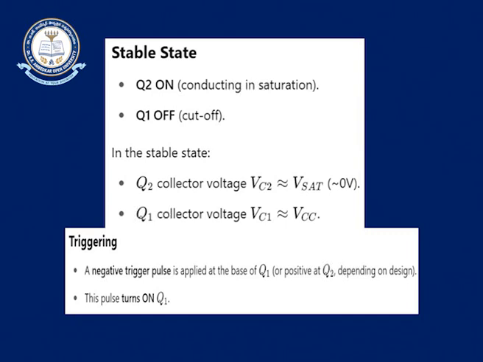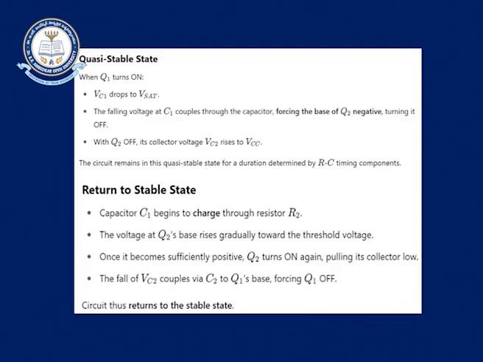So here, the alternating trigger pulse is going to be applied to the base of the first transistor Q1, as well as the positive for the transistor Q2, which depends upon the pulsing, which may turn Q1 into the on condition. So what is the stable state?